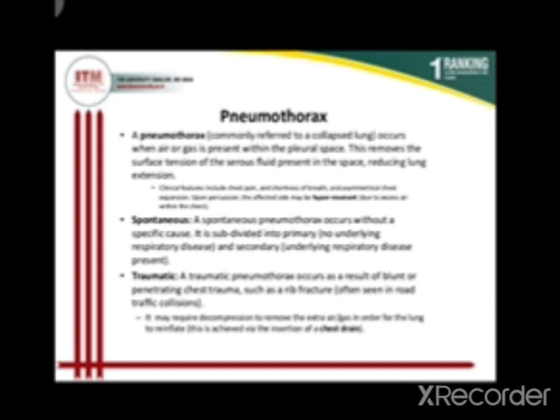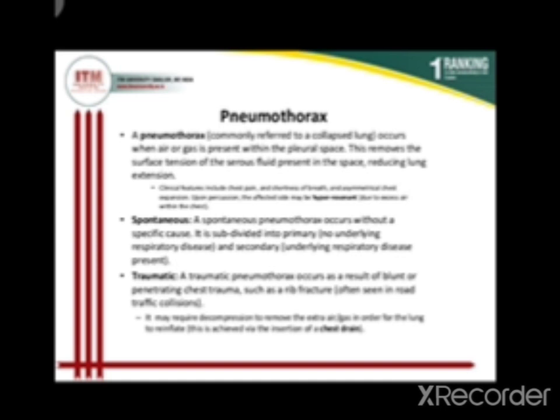Now the spontaneous pneumothorax occurs without a specific cause. Okay, it is subdivided into primary, with no underlying respiratory disease, and secondary, with underlying respiratory disease present. So this is the spontaneous pneumothorax.